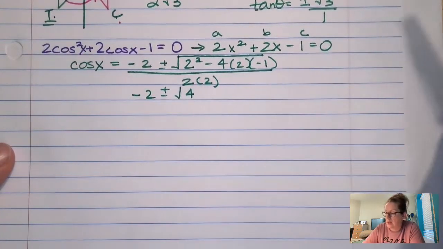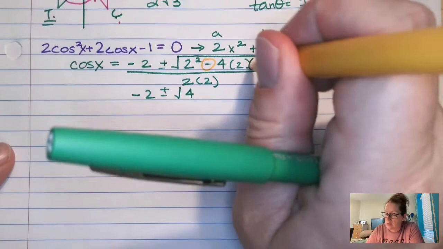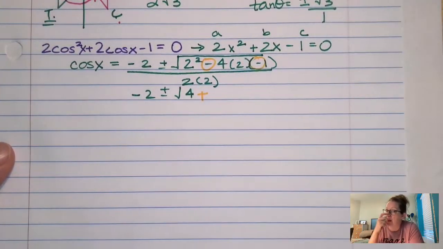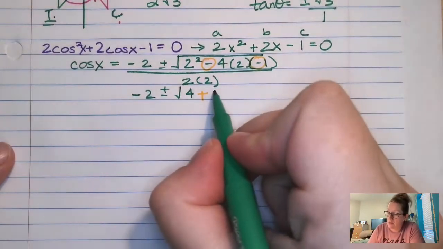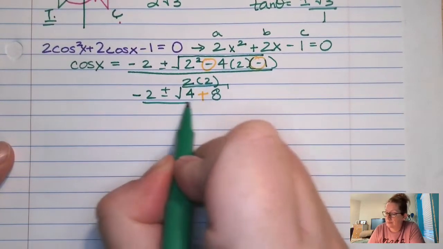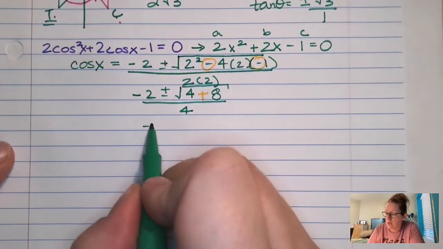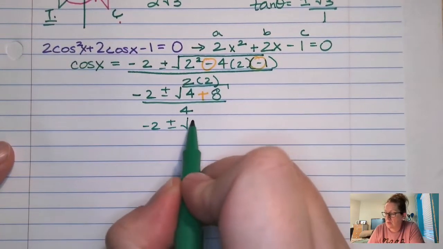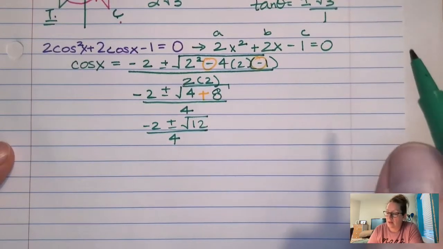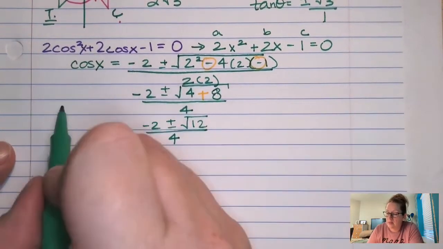Again, I count the negatives, so I have 1, 2 negatives. So 2 negatives is going to make that into a plus. And then 4 times 2 is 8 times 1, over 4. Negative 2 plus or minus the square root of 12 over 4. Okay, we got that lovely square root we can simplify again.